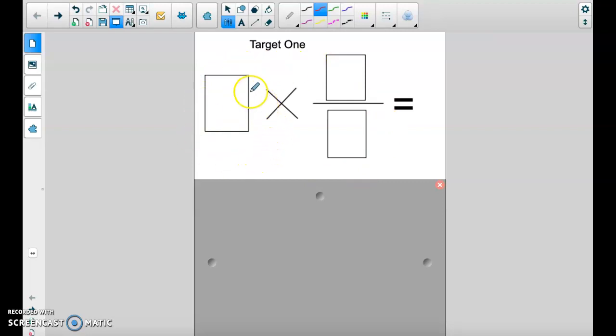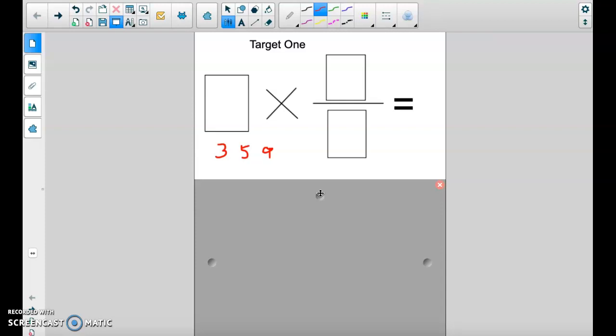Okay. Target One is when you do a whole number times a fraction. So what you do is you pick three cards. You're going to get three numbers. So let's say I pick the numbers 3, 5, and 9. Now I need to make a whole number times a fraction, with the goal being to get as close to one whole as possible. You want to get as close to one as possible.